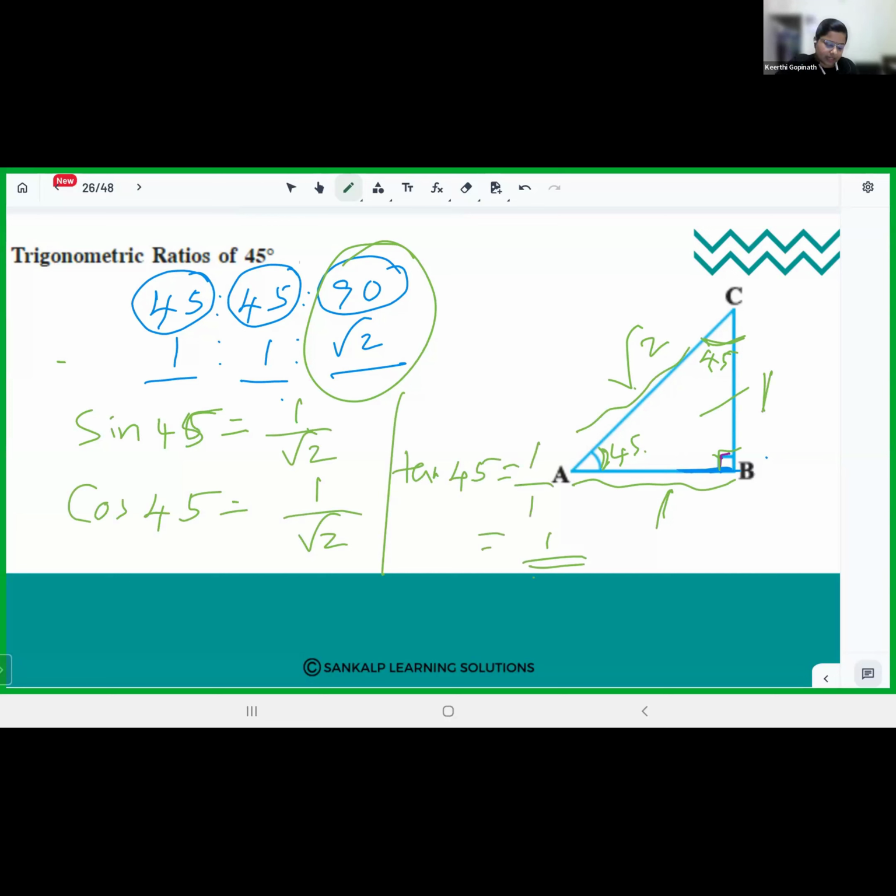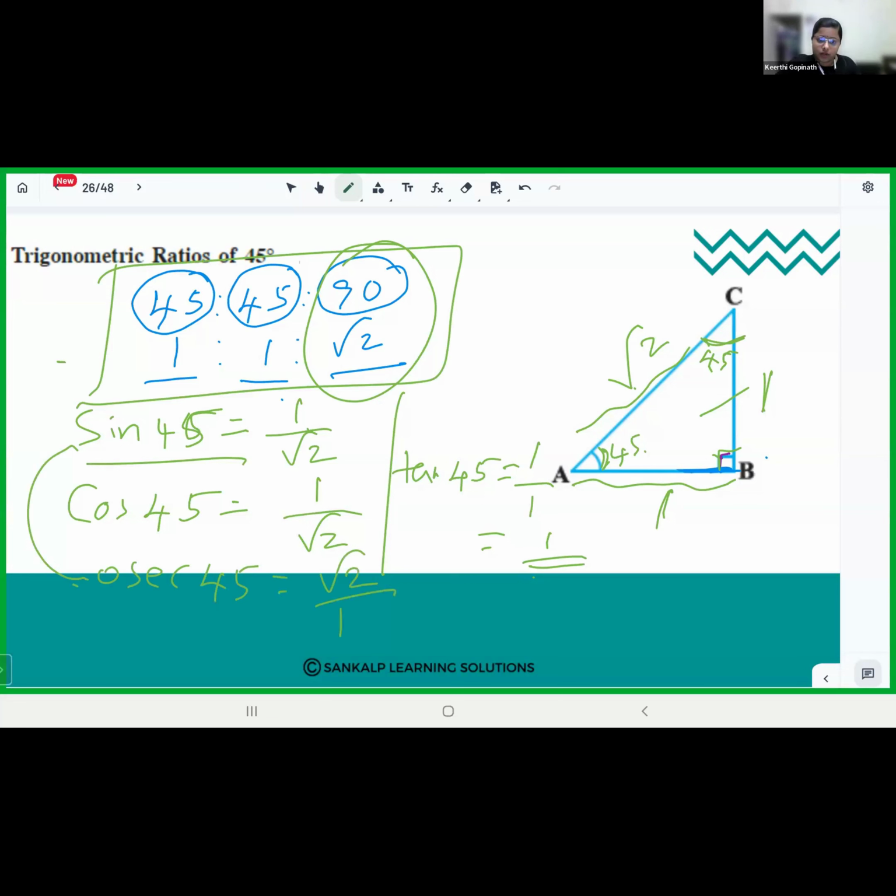For those who feel difficulty in by-hearting the values, I think this will be easier. You need only study this one, the ratio 1:1:root 2. Then you can find all the trigonometric ratios. If you get sine 45, you can find out cosec 45, right? Since sine and cosec are reciprocals of each other, if sine 45 is 1 by root 2, cosec 45 will be root 2 by 1.